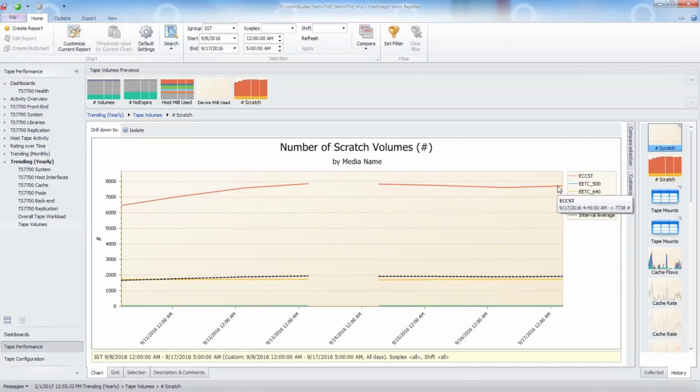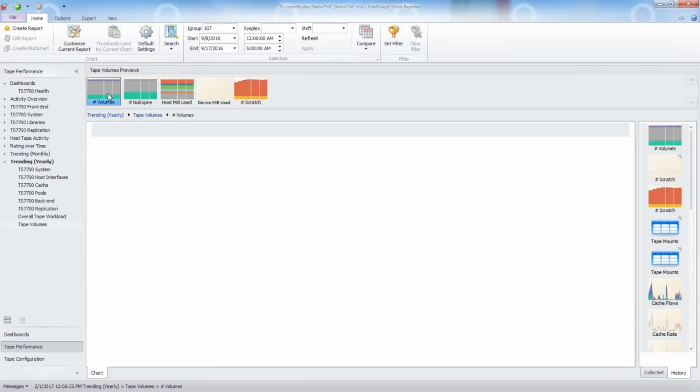So this type of bump isn't so much important. What we're concerned about more or less is saying I don't want to see a downward trend in the scratch, and I want to be able to see, all right, if I do have a problem, where is it?